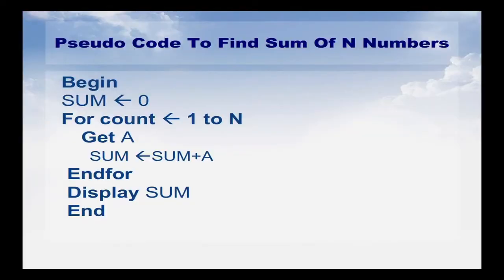So here again we begin with assigning 0 to sum, then we use the for construct. For count, the variable which is going to count the iteration, from 1 to n, starts with an initial value of 1 and goes to the final value of n. We get input from the user and call this input a, add a to sum and repeat this for n times. And we know the value of n since we have got it from the user. Once the count becomes n, the loop is exited and we end up displaying the sum.